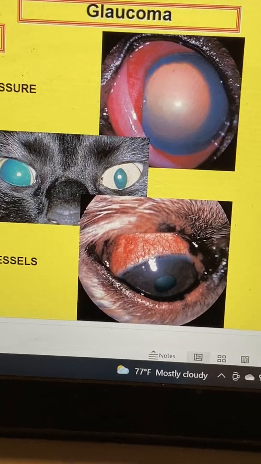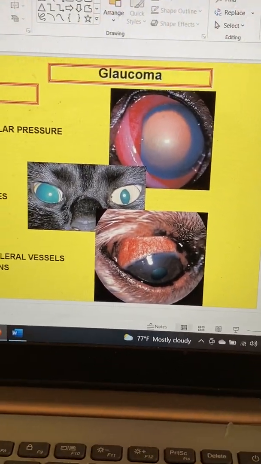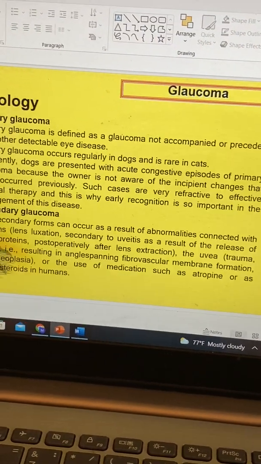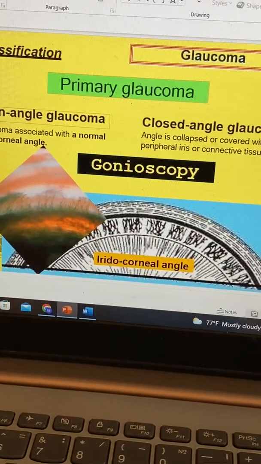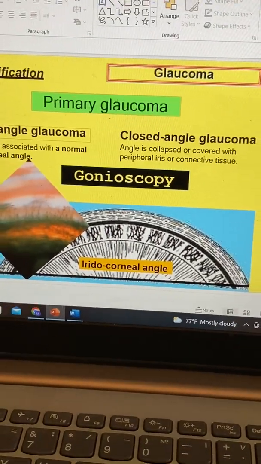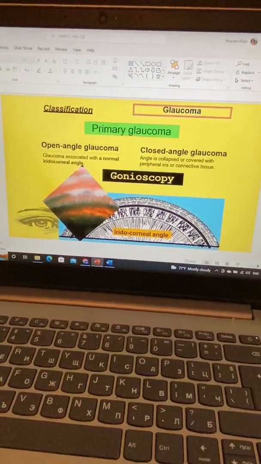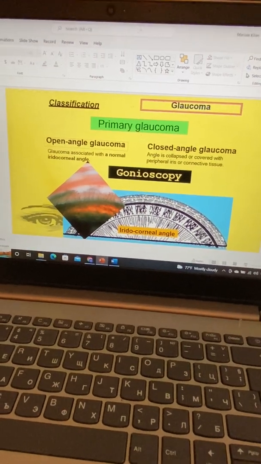So for the primary type, we use gonioscopy to diagnose this. It tells you the angle of the iridiocorneal angle. So let's try and find a picture to demonstrate this point. This isn't very helpful, so don't worry if you don't understand it completely. Basically, under primary glaucoma, you have two types: open angle and closed angle primary glaucoma.